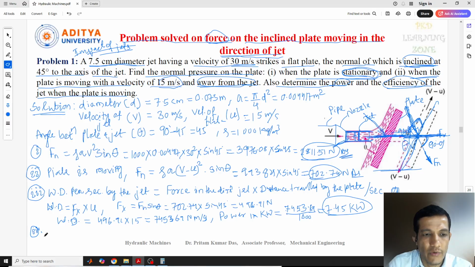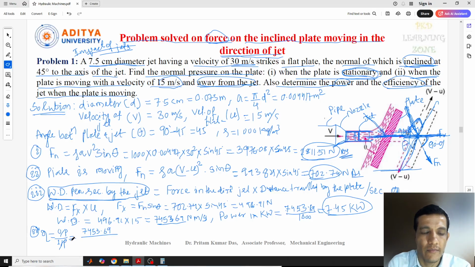Efficiency, we know the formula: output by input. Output is nothing but the work done per second by the jet. So that is our output. We got the value, how much work done by the jet: this is the value of output. Write down the value of output, 7453.69.